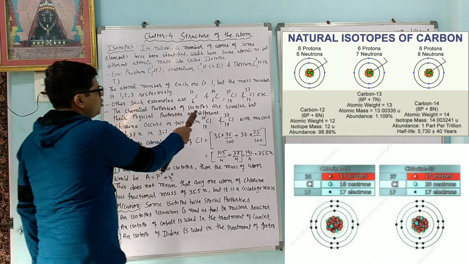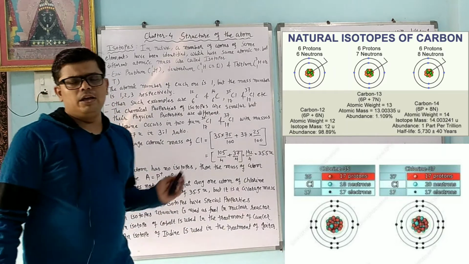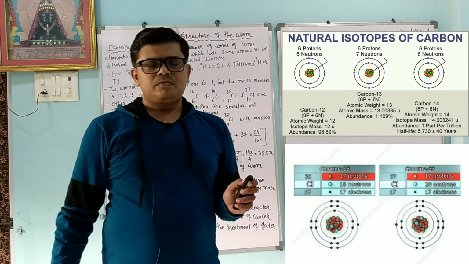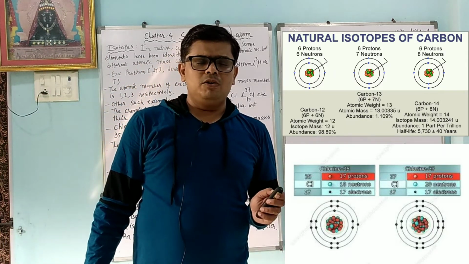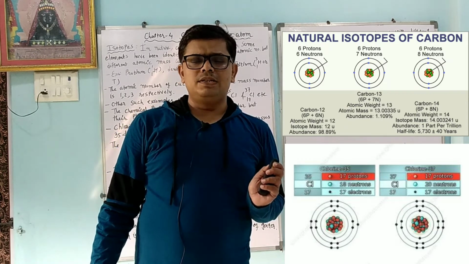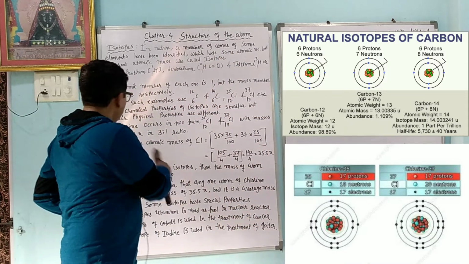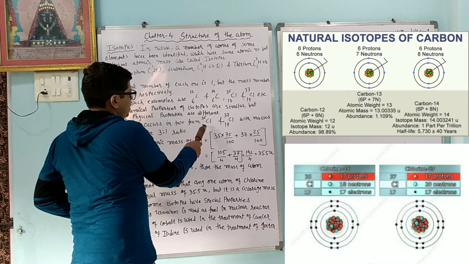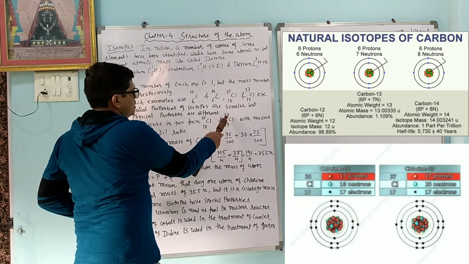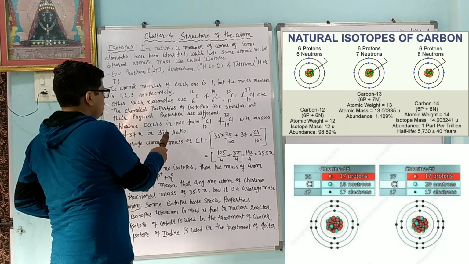The chemical properties of isotopes are similar, but their physical properties are different. We can say that chemical properties are the same because they are made up of the same kind of atoms or element, but their physical properties are different because their masses are different. Chlorine occurs in two forms, chlorine 35 and chlorine 37, with masses 35 and 37 units in a 3:1 ratio.